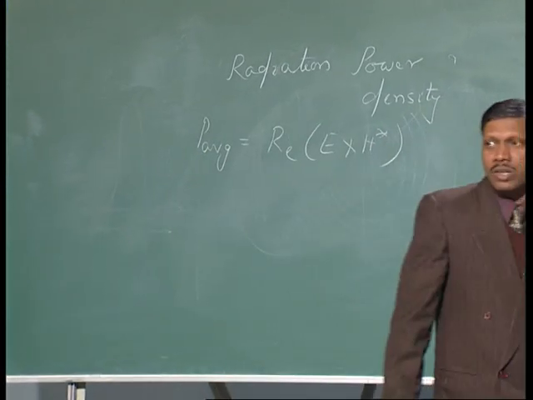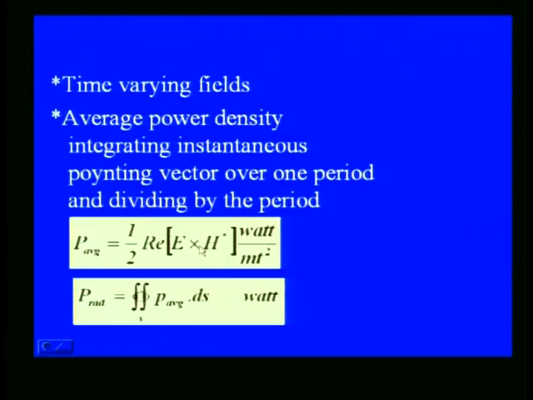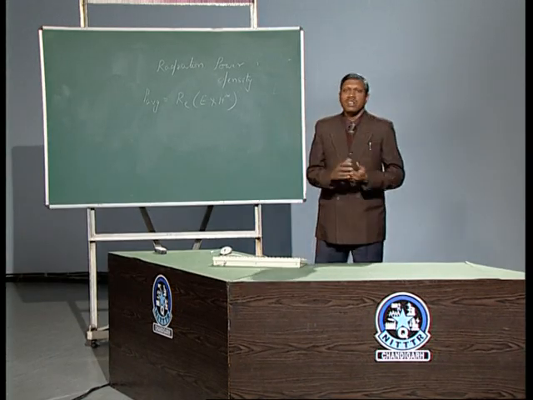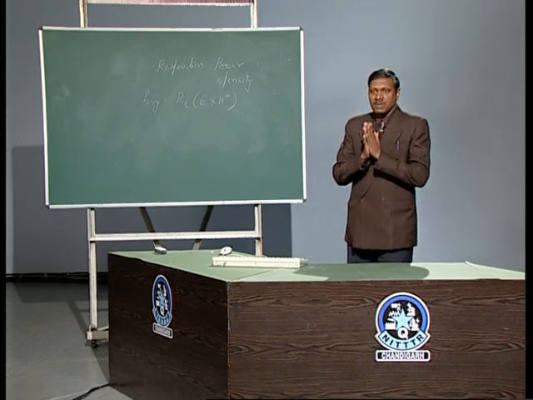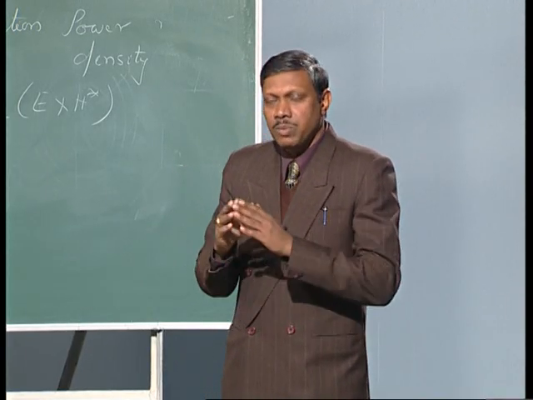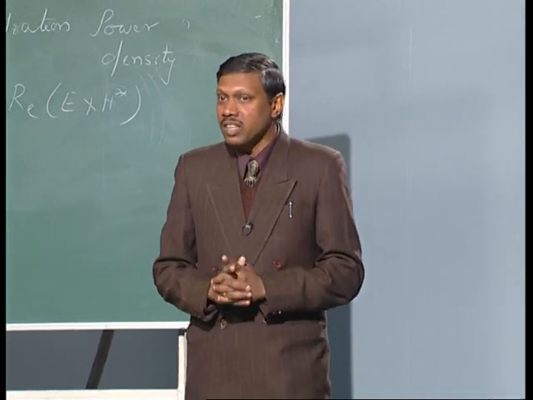Now, this average power density is this. The total power obviously has to be integrated over the surface. So, when we integrate over the surface, we get the total radiated power. So, in an antenna system, especially when you are handling the far field radiation pattern, you are not very much interested in the instantaneous power. You are more interested in the average power density, and from this average power density, how to calculate the total power, that is the total radiated power.